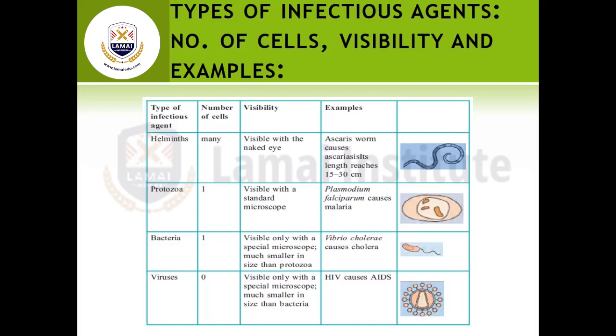One, when you're looking at the helminths, look at the number of cells, whether they have cells and how many they have. Helminths normally have many cells, and that is why they can even be visible with the naked eye. A good example is the Ascaris worm that causes ascariasis, whose length can sometimes be 15 up to 30 centimeters.